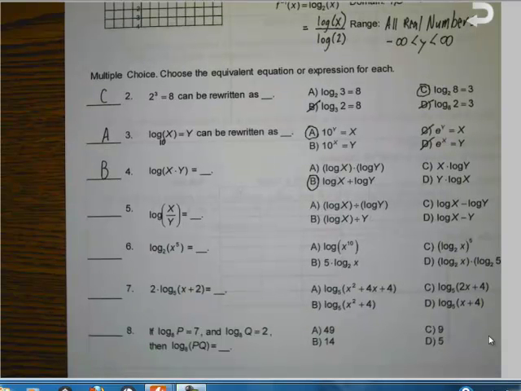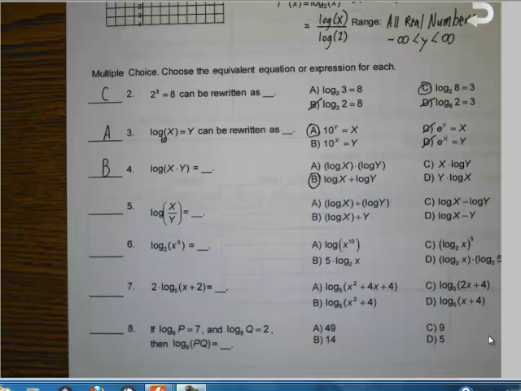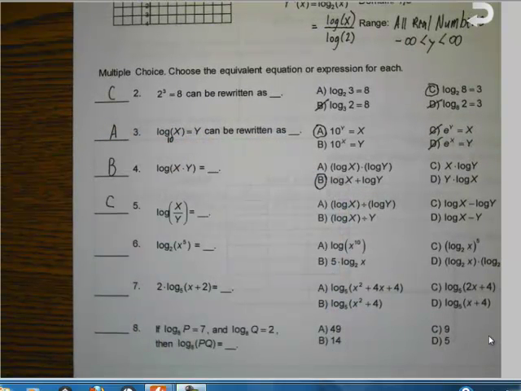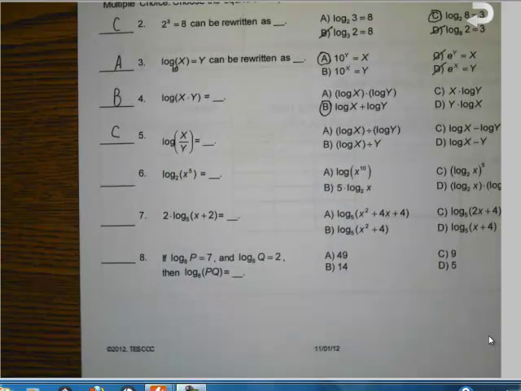For number 5, what is the operation on the terms? Division. And what is the operation on the logs then? Subtraction. Correct response is C. What's wrong with D? Doesn't have a log for the second term.